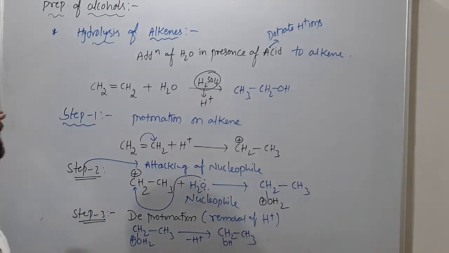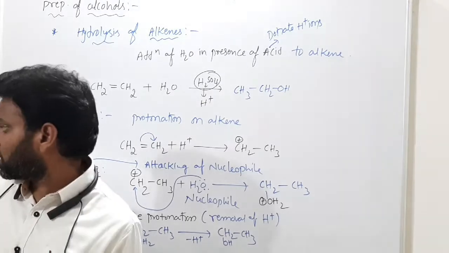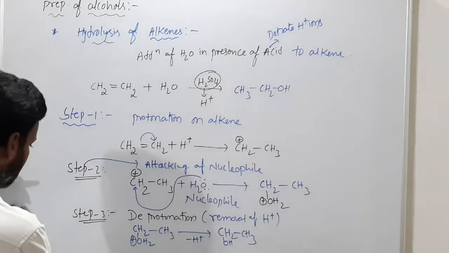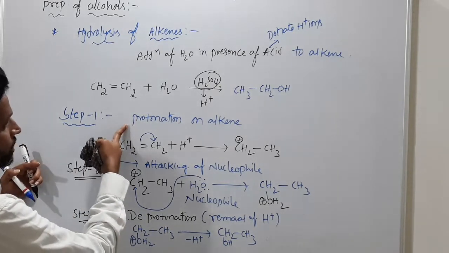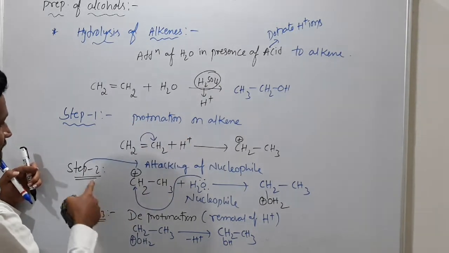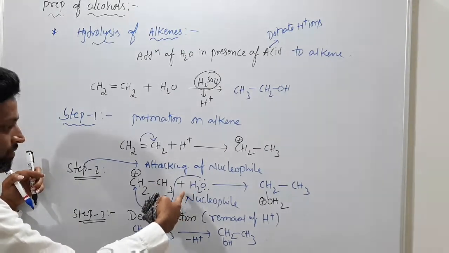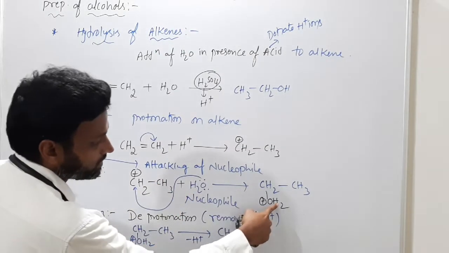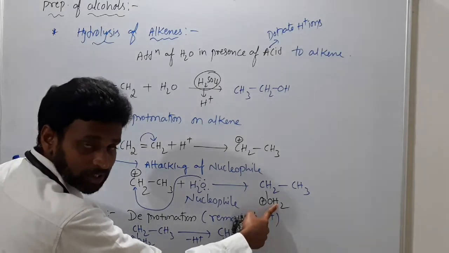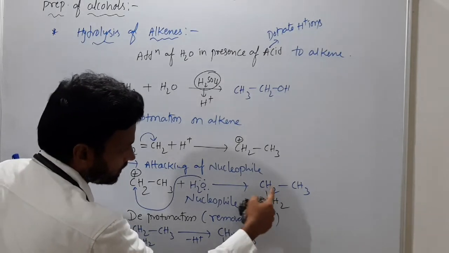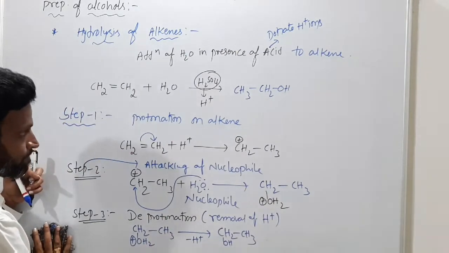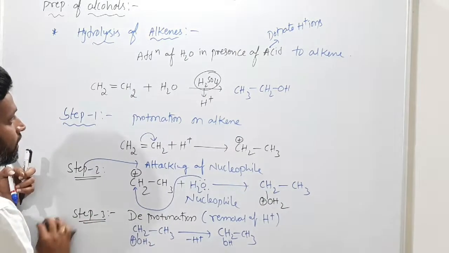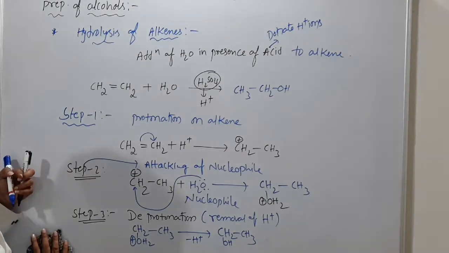So this is about hydrolysis of alkenes. Hydrolysis of what? Alkenes. These 3 steps you must know. Protonation on alkene is the first step, the second step is attacking of nucleophile, and for the third step you have no need to look at this, just remove H plus from here. So CH3CH2OH, that's it. Getting what I'm saying? So these 3 steps, take a screenshot and write them down along with that reaction.